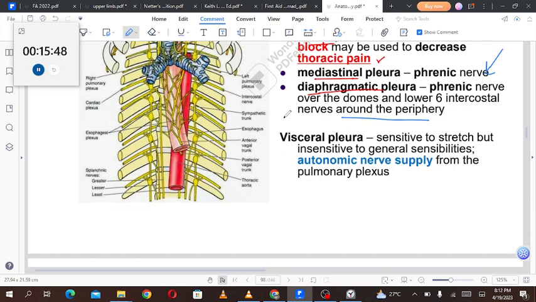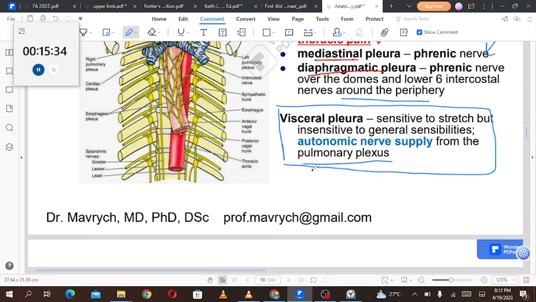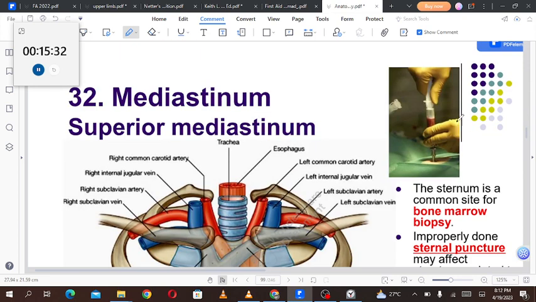Okay, what about the visceral pleura? It is sensitive to stretch but insensitive to general sensibilities. It has autonomic nerve supply from the pulmonary plexus. So the visceral pleura is sensitive to the stretch, but it is insensitive to the general sensibilities, and has autonomic nerve supply from the pulmonary plexus.